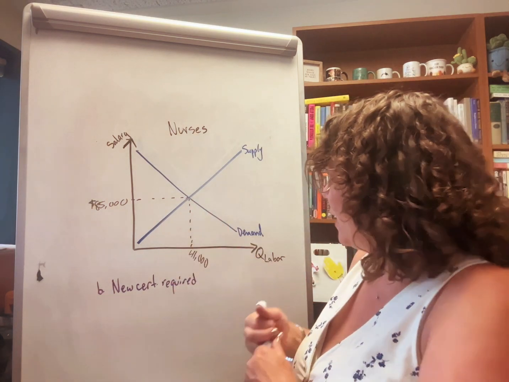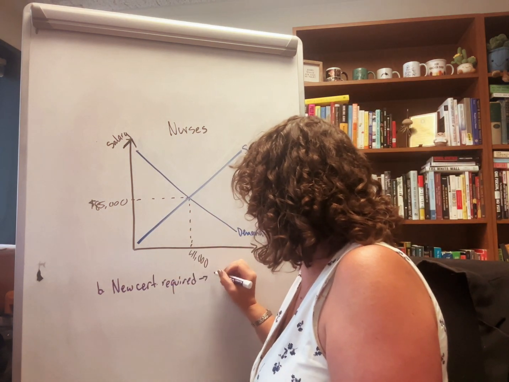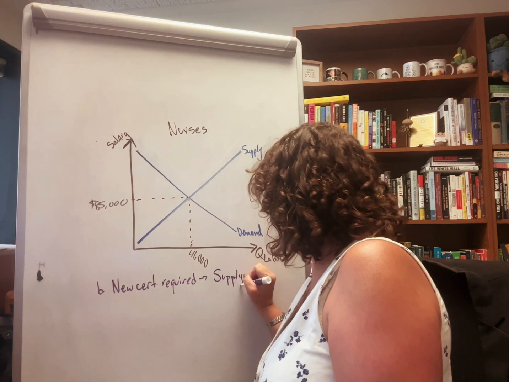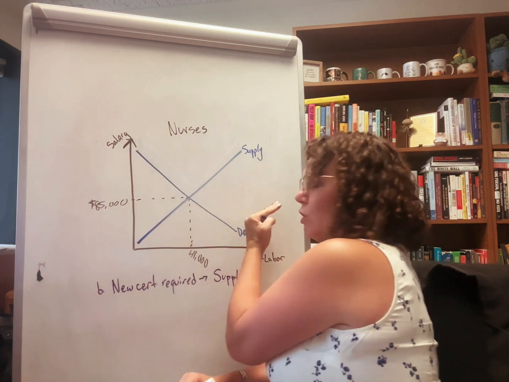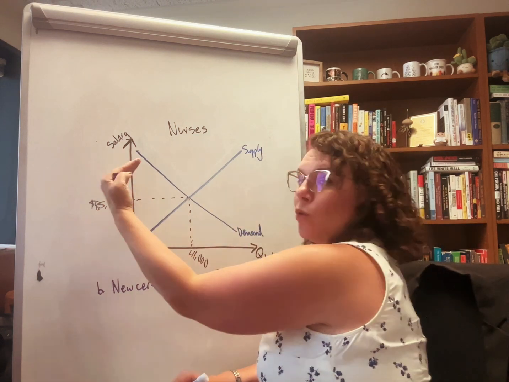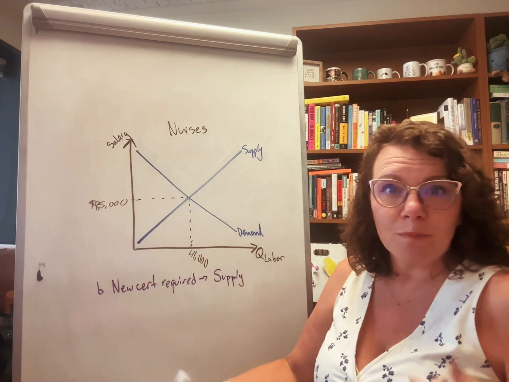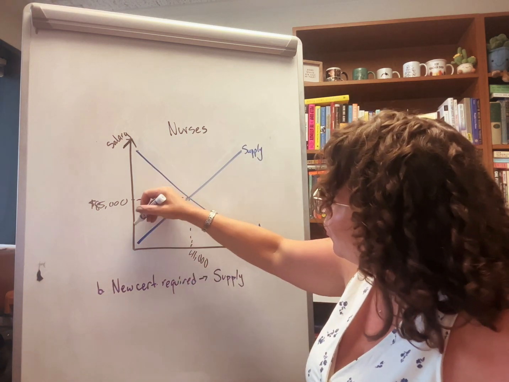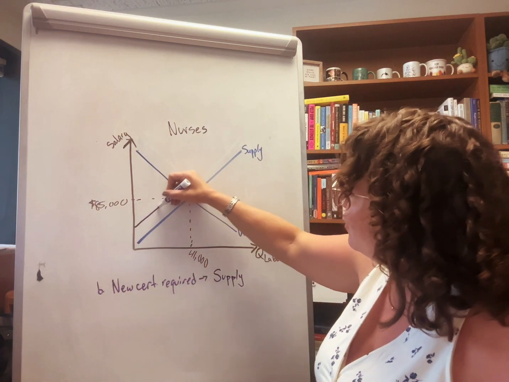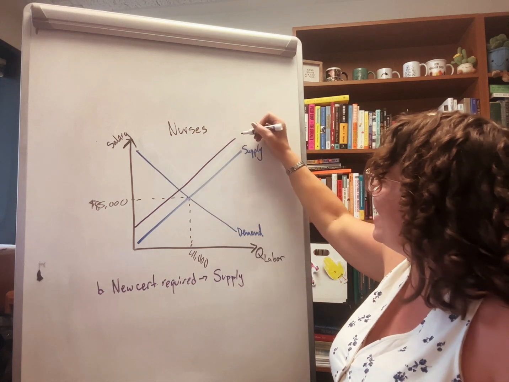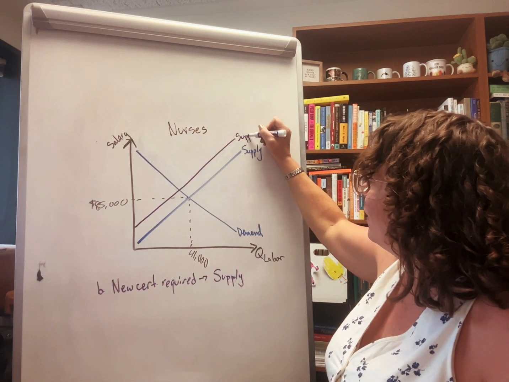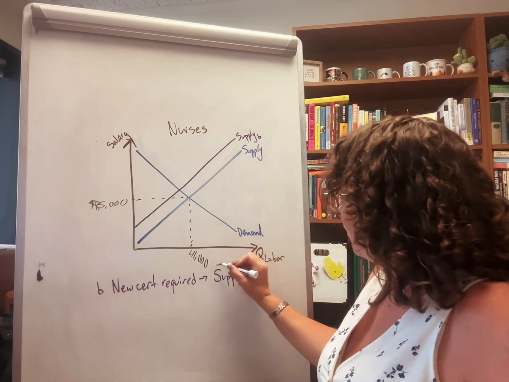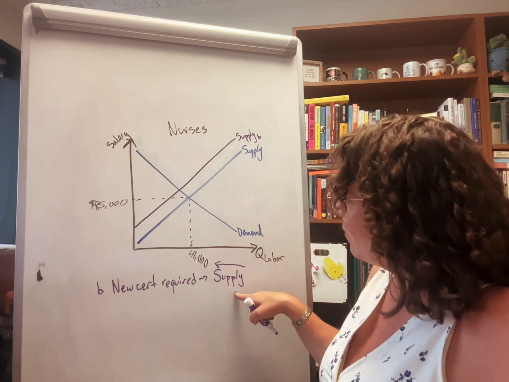So what we're going to see is that new certification is going to affect supply of nurses. Is it going to make it more nurses in the labor market or fewer nurses in the labor market? Well, a new certification makes it harder. So that's going to mean fewer nurses in the labor market, shifting that labor supply in. I'm going to label it supply B, and I'm going to go ahead and write it out like that for myself as a reminder.